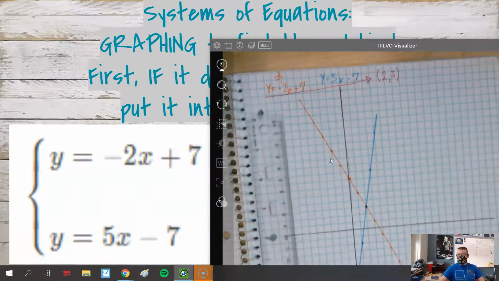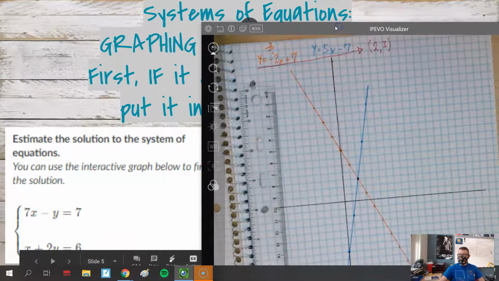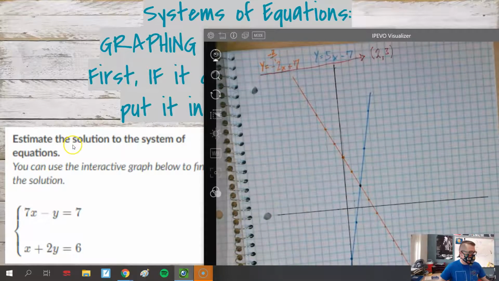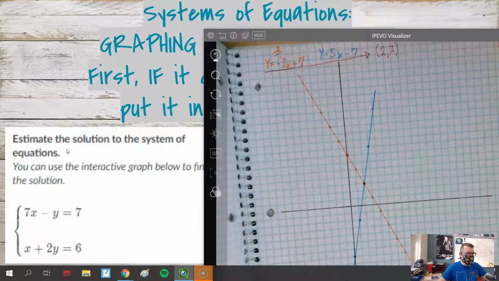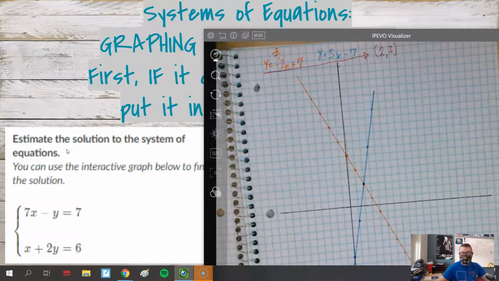You're good, because I'm going to leave my graph up there and have you guys try this one. Now this one does not start in graphing form. So before we're able to graph this, we're going to have to do some algebra. If you don't know what to do, wait for a minute. If you want to go ahead and attempt a start, go ahead. I would write down the original equations though. So write down 7x minus y equals 7 and write down x plus 2y equals 6. We will manipulate from there.